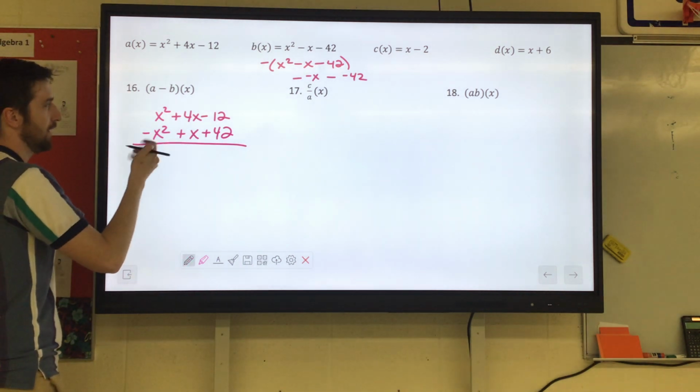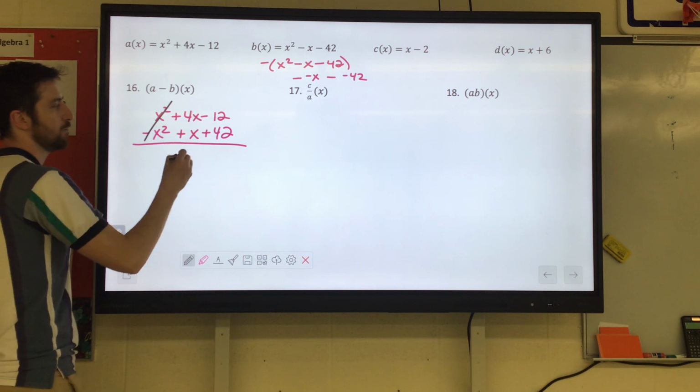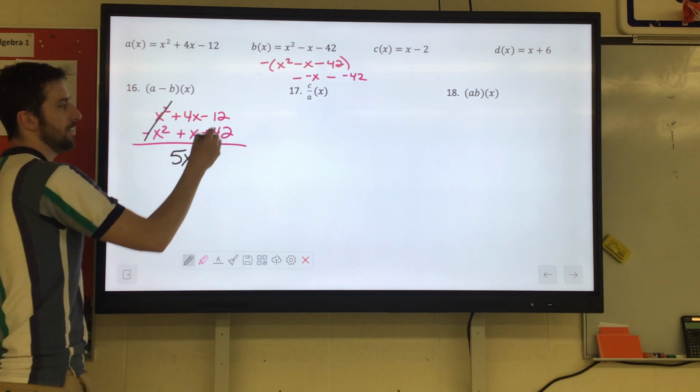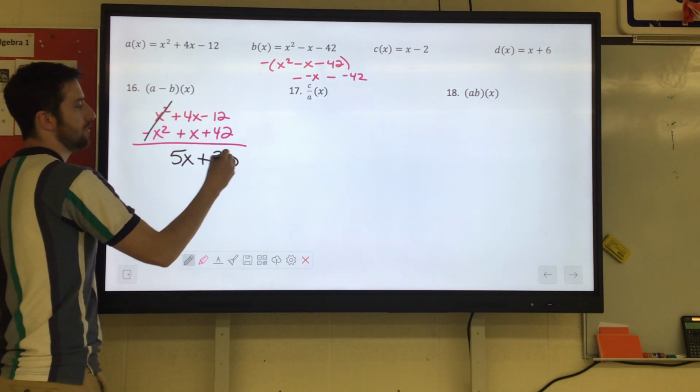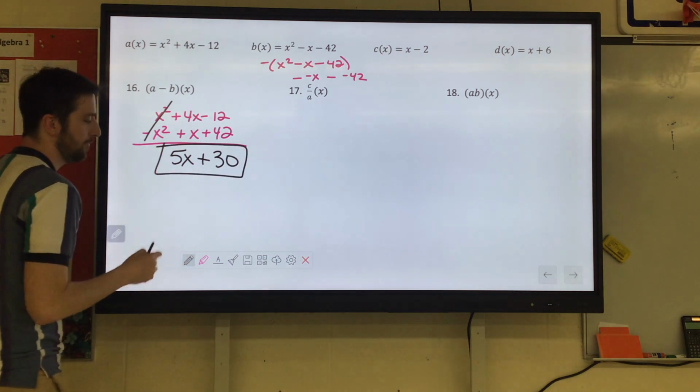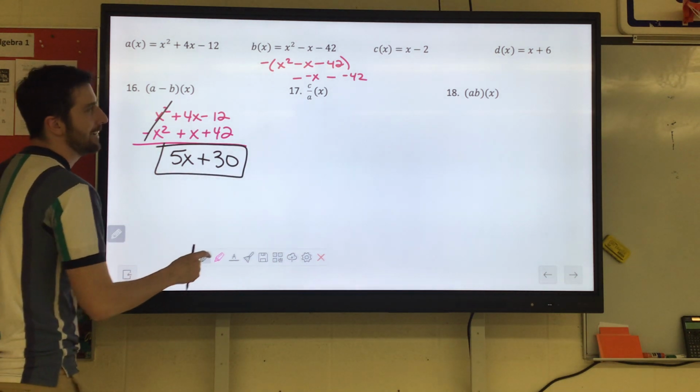X squared plus negative x squared, gone. 4x plus x is 5x. Negative 12 plus 42 is 30. 5x plus 30. Fun! All right.